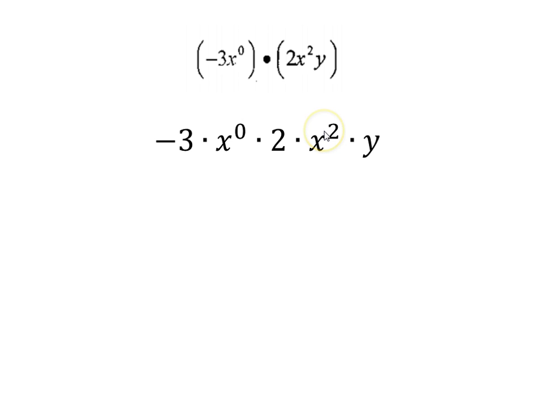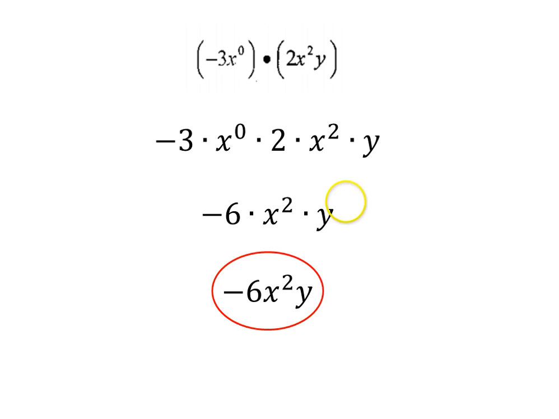0 plus 2 is 2. And then we have a y hanging out, and there's nothing to multiply that by, so we're just going to leave it. So this is what we get. The negative 6 is from negative 3 times 2. The x squared is from x to the 0 times x squared. And then the y is just hanging out. To write this a little bit more algebraically appropriate, we can take out those times signs and just write it as negative 6x squared y, and this would be our answer.